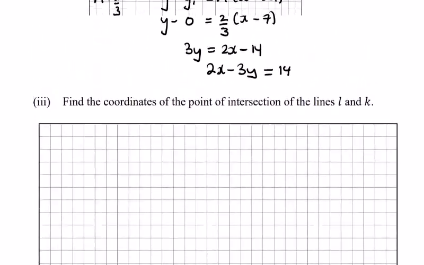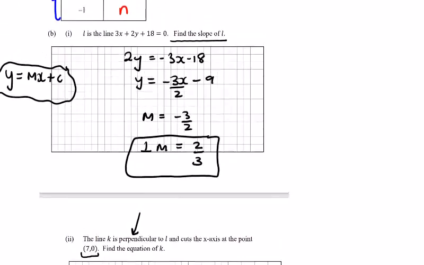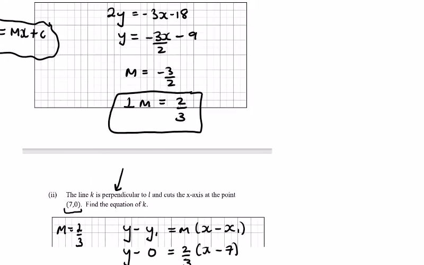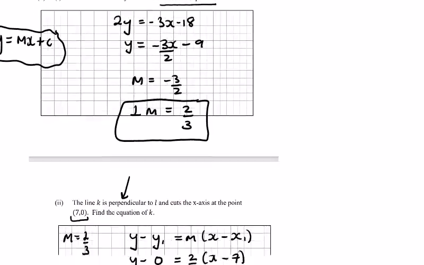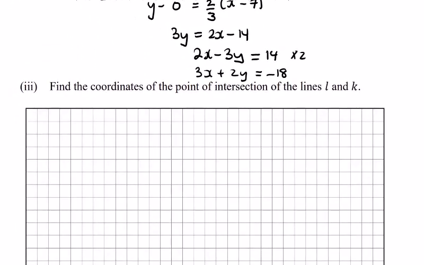Part 3, the coordinates at the intersection. So we have 2x minus 3y is 14. And we have 3x plus 2y is equal to minus 18. I'm just going to check that again. 3x plus 2y is equal to minus 18. So multiply the top one by 2 to get minus 6y. And the bottom one by 3.